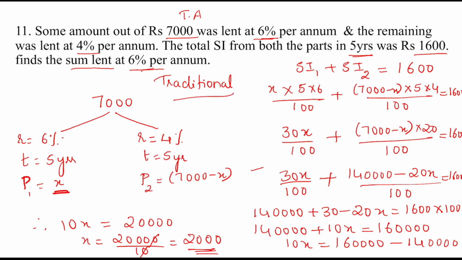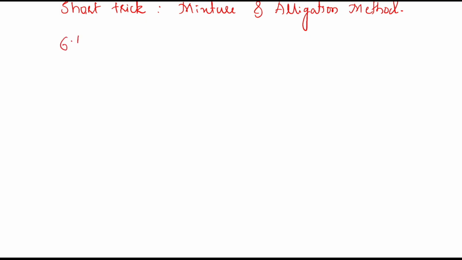So let us see how to solve this problem in an easy way. This was the traditional or basic method that we follow. So let us see the short trick. To solve this problem I will use the mixture and alligation method. Now we know that one part was lent at 6% interest and another was lent at 4% interest.